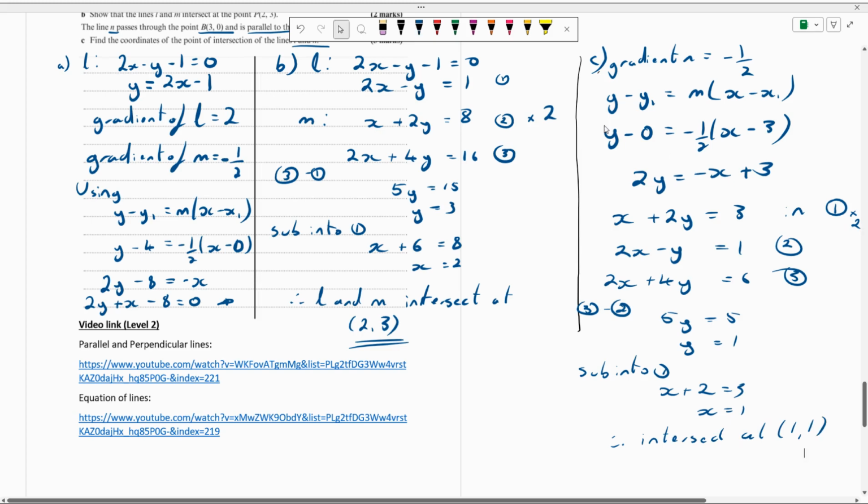Okay, so the initial bit was only the extra bit. It wasn't actually much more work than what we'd already done. I just had to form my equation in the first place. Now remember, if they're perpendicular, your gradients should multiply to make -1. If they're parallel, they should have the same gradient. So that's where they intersect.